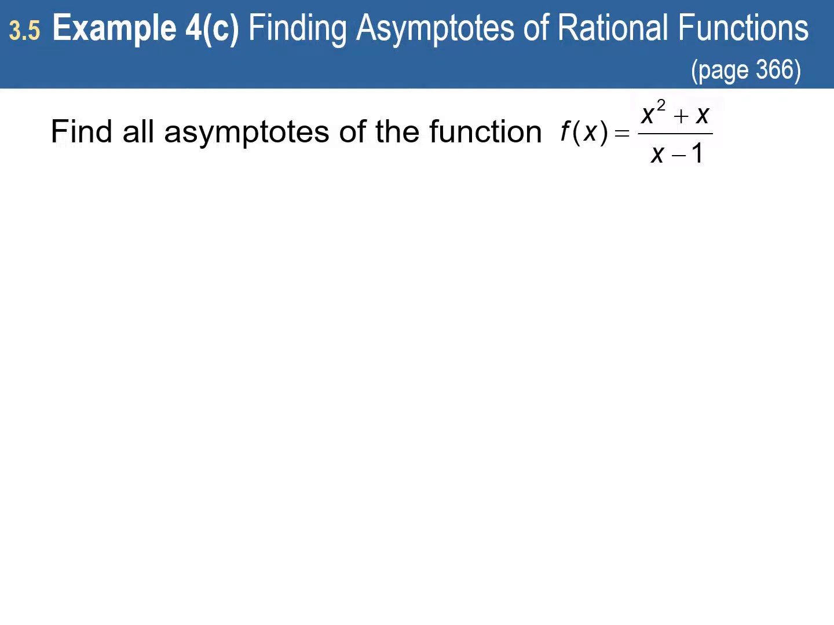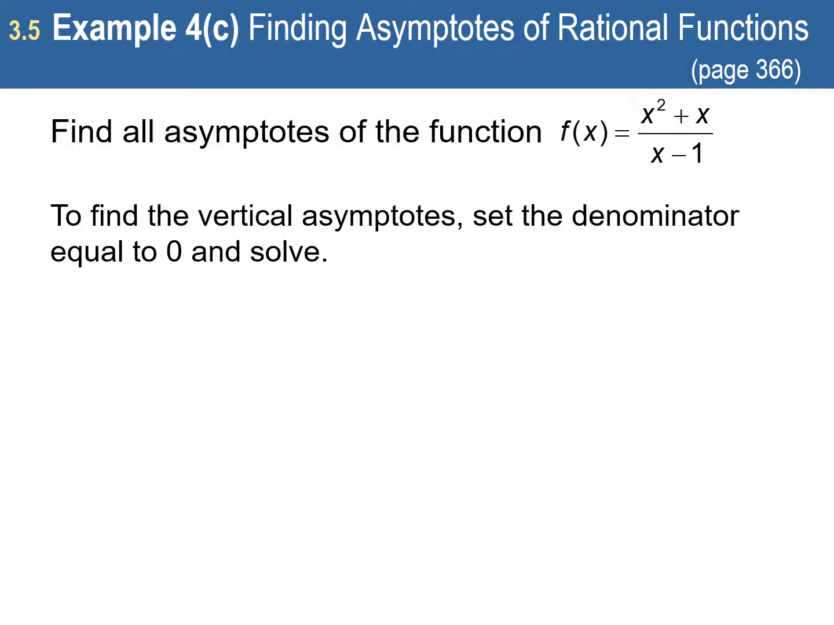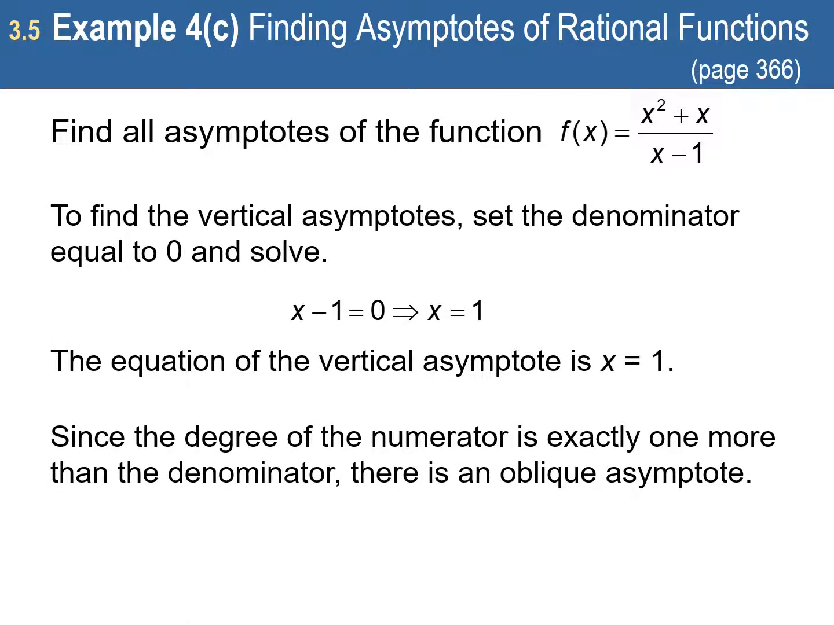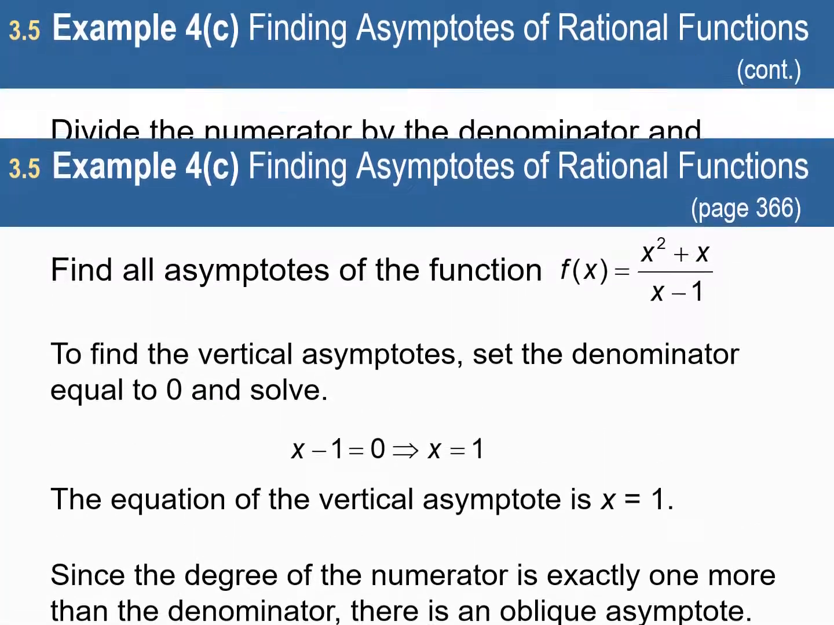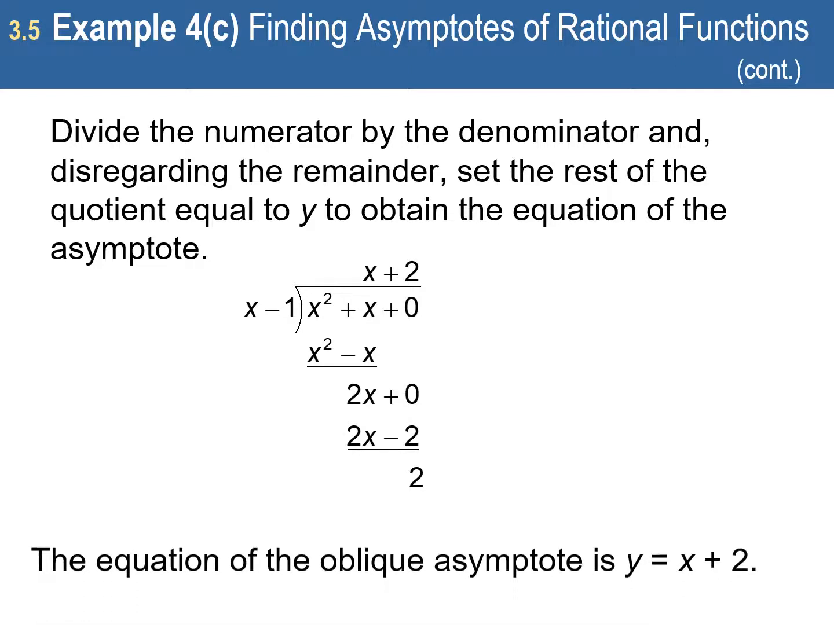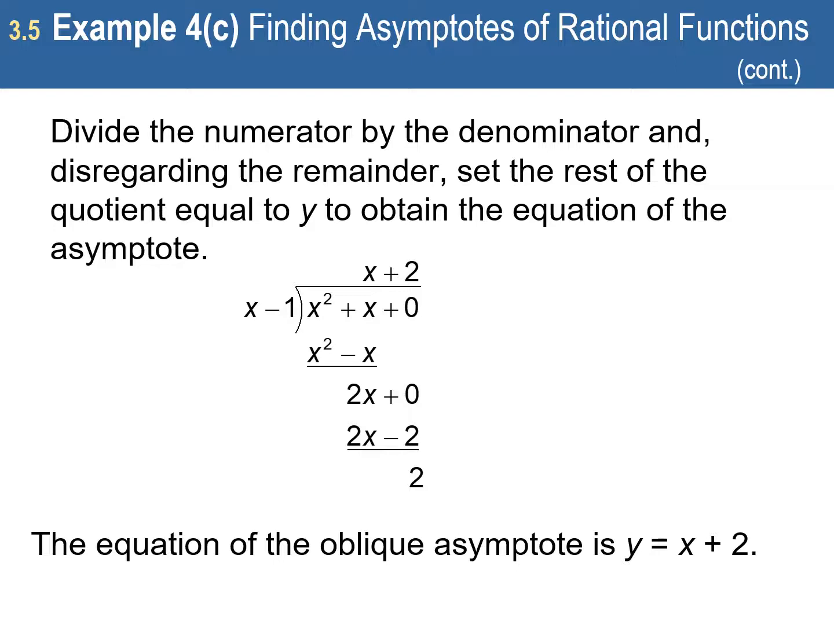To find all the asymptotes of this function, to find the vertical asymptote, you set the denominator equal to 0. So x is equal to 1 is my vertical asymptote. And since the degree of the numerator is exactly one more than the denominator, you have an oblique asymptote. To find the oblique asymptote, we're going to divide this out. And when I do long division, I get x minus 1 into x squared plus x is x plus 2, and I have a remainder of 2. But remember, we're going to ignore that remainder. So the equation of the oblique asymptote is y is equal to x plus 2.